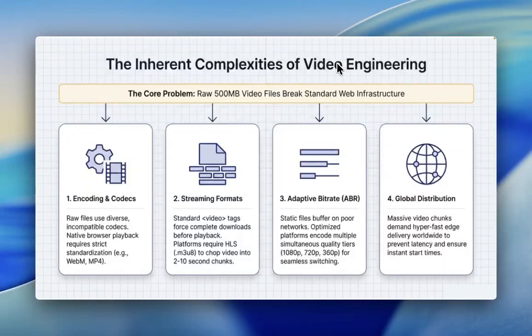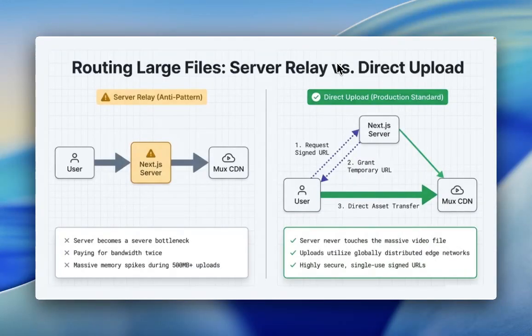Then you have adaptive bitrate, which avoids a static file buffering on a poor network. Optimized platforms encode multiple quality tiers simultaneously, such as 1080p, 720p, and 360p, for seamless switching. Then it goes to global distribution, where massive video chunks demand hyperfast edge delivery worldwide to prevent latency and ensure instant start times.